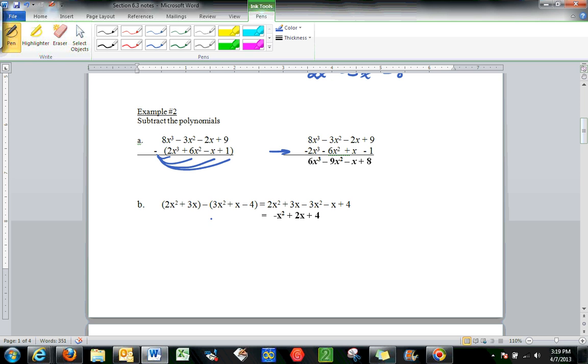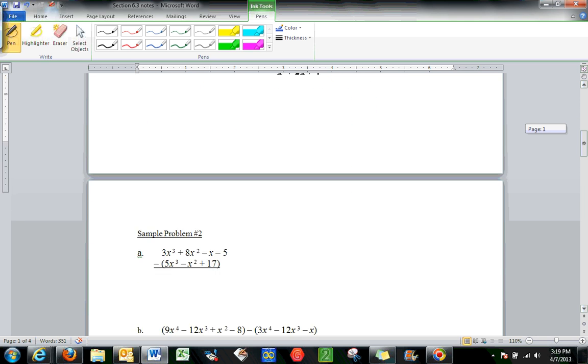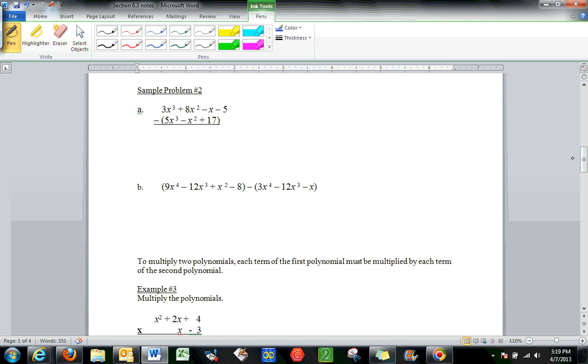Now, also, if we're in a horizontal method, like we are accustomed to, you recall we still need to distribute the negative before we can drop the parentheses. So that's extremely important that you remember to do that. So distributing the negative when we're subtracting polynomials is extremely important. So go ahead and pause the video for sample problem 2 and work these two subtraction problems.